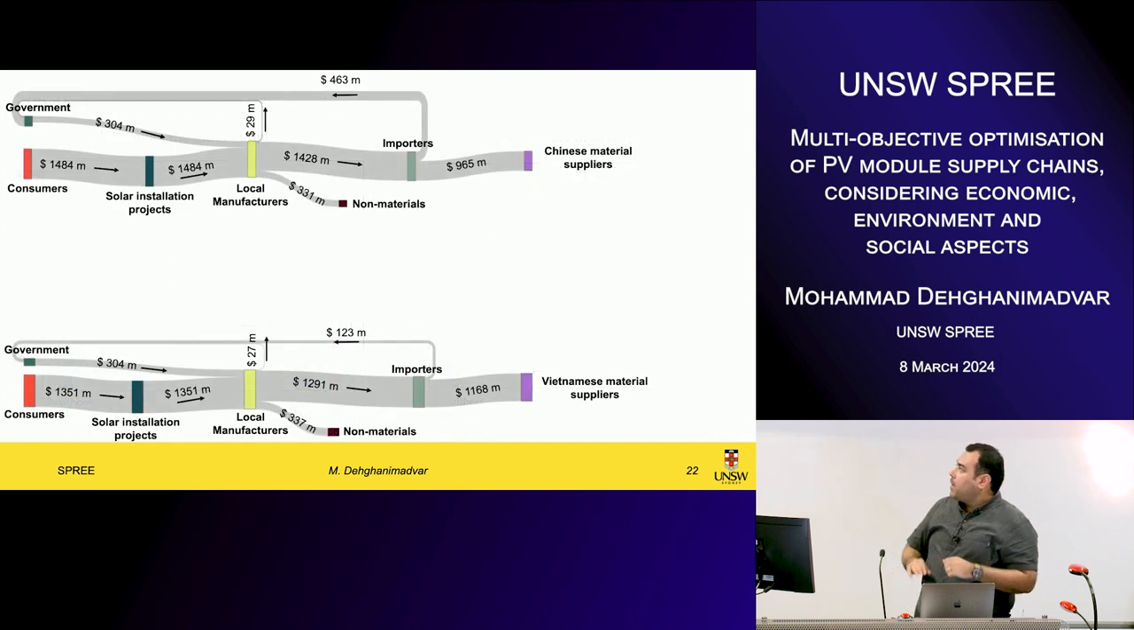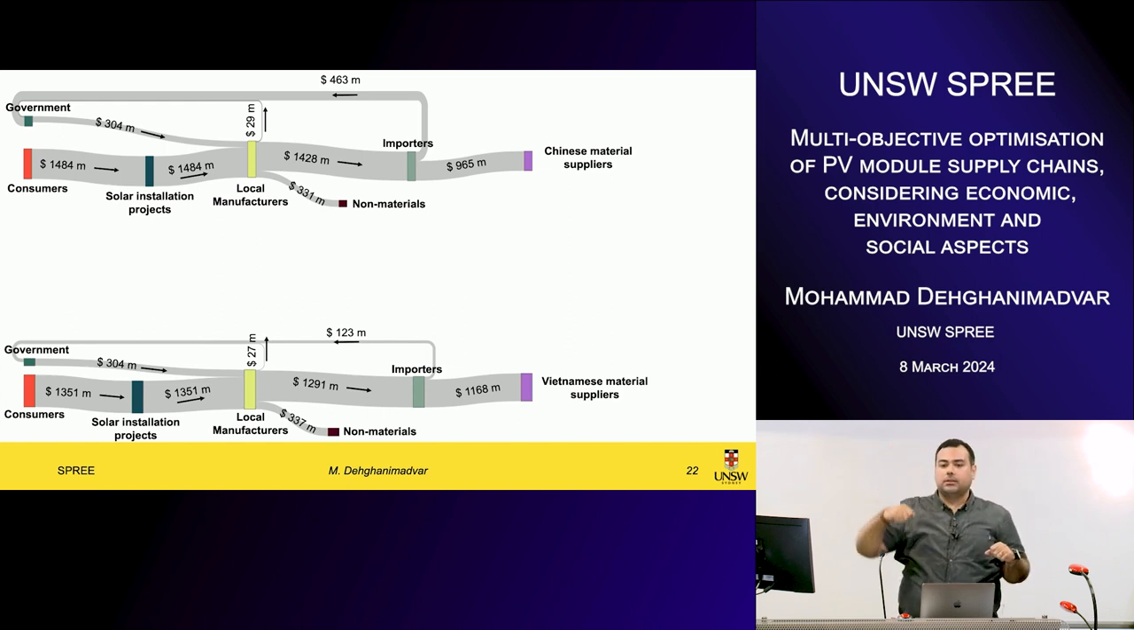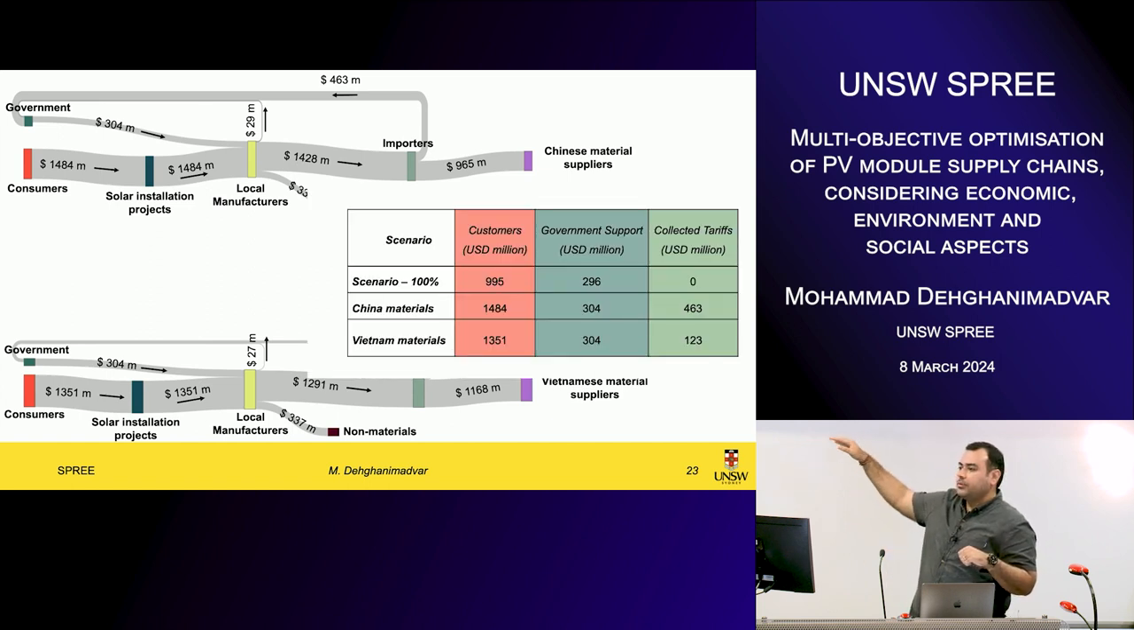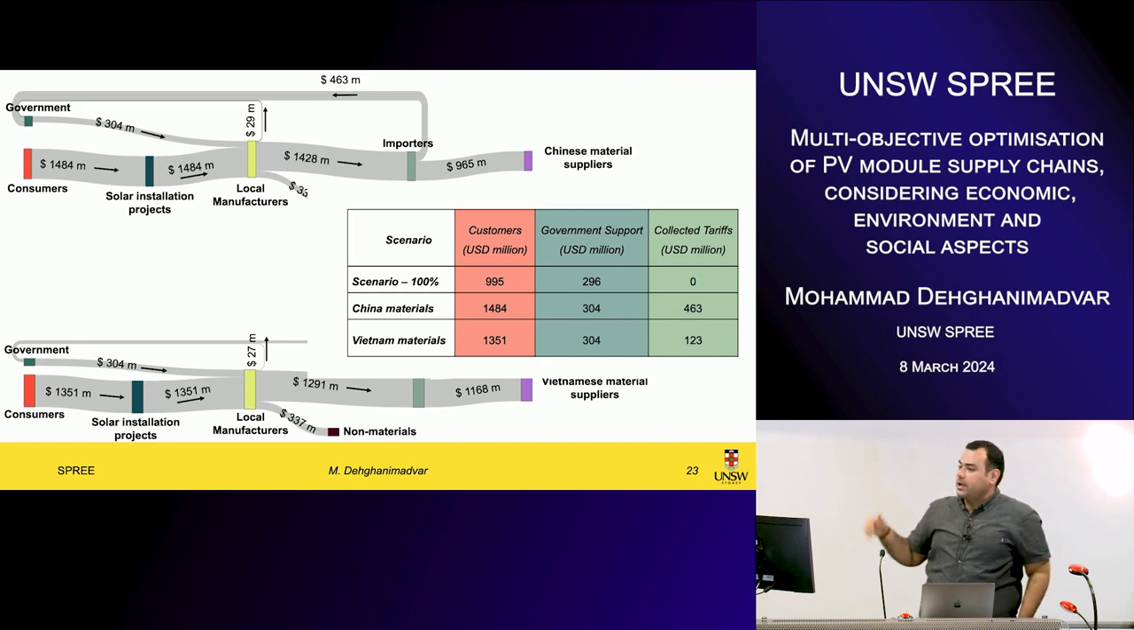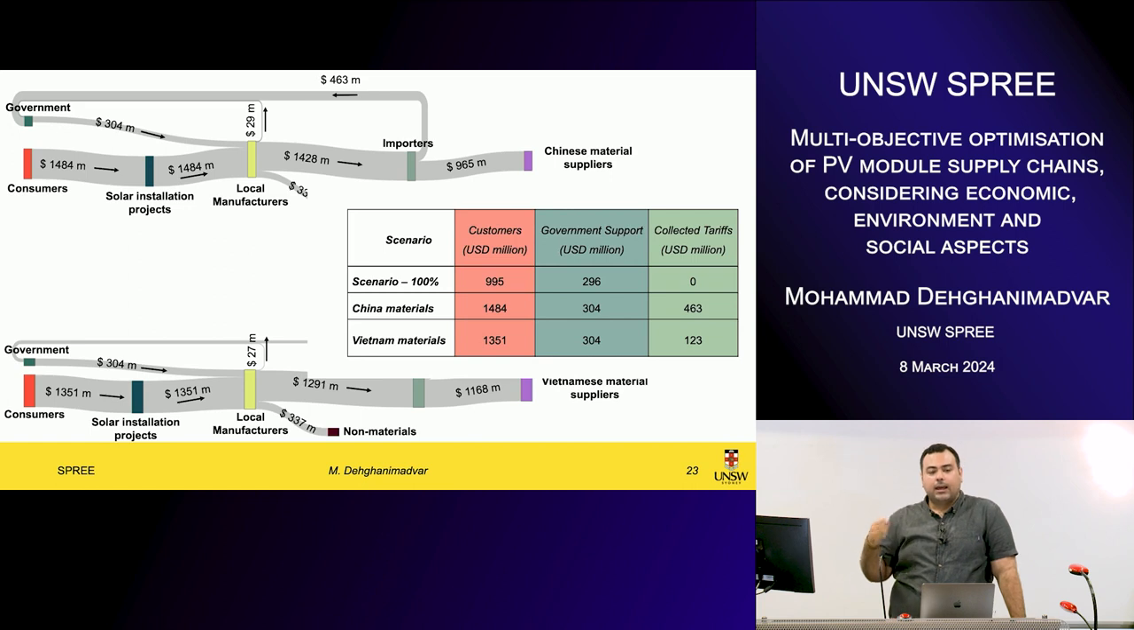So let's see how money flows between different parties. We have the government that spends some money on incentives and collects tariffs, and we have people that pay more. Comparing these two scenarios, in the 100% scenario that I showed you, if you just incentivize local manufacturing, the government pays about $300 million over 7 years, and customers will not pay anything more than the market price. But in the scenario where you import everything from China, you can see how much the government spends, how much the government collects, and how much people pay extra on their solar projects.